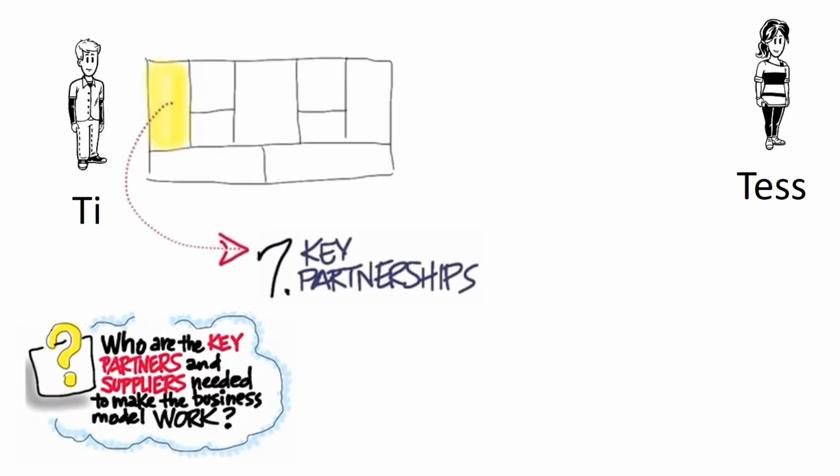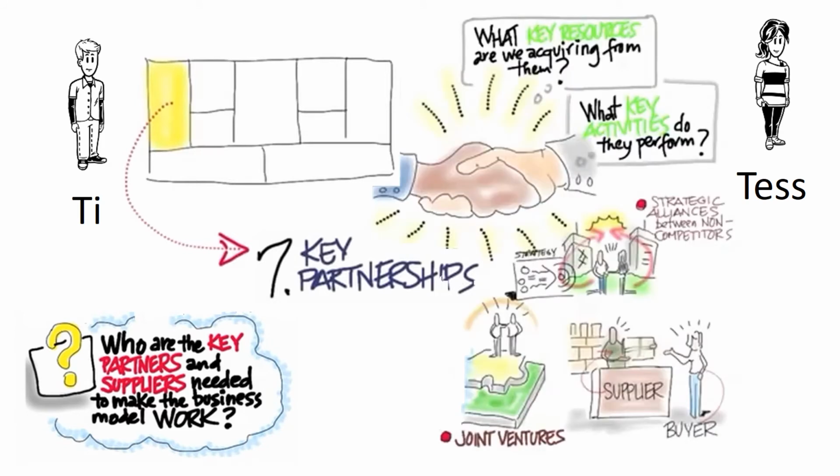Who are the key partners and suppliers needed to make the business model work? And partnerships are kind of interesting. We need to ask ourselves, before what's the deal, what exactly are we acquiring from partners? And also, what activities are they going to perform and when? And this is where startups sometimes make a mistake of thinking, well, large companies do partnerships, I guess I need those too on day one.